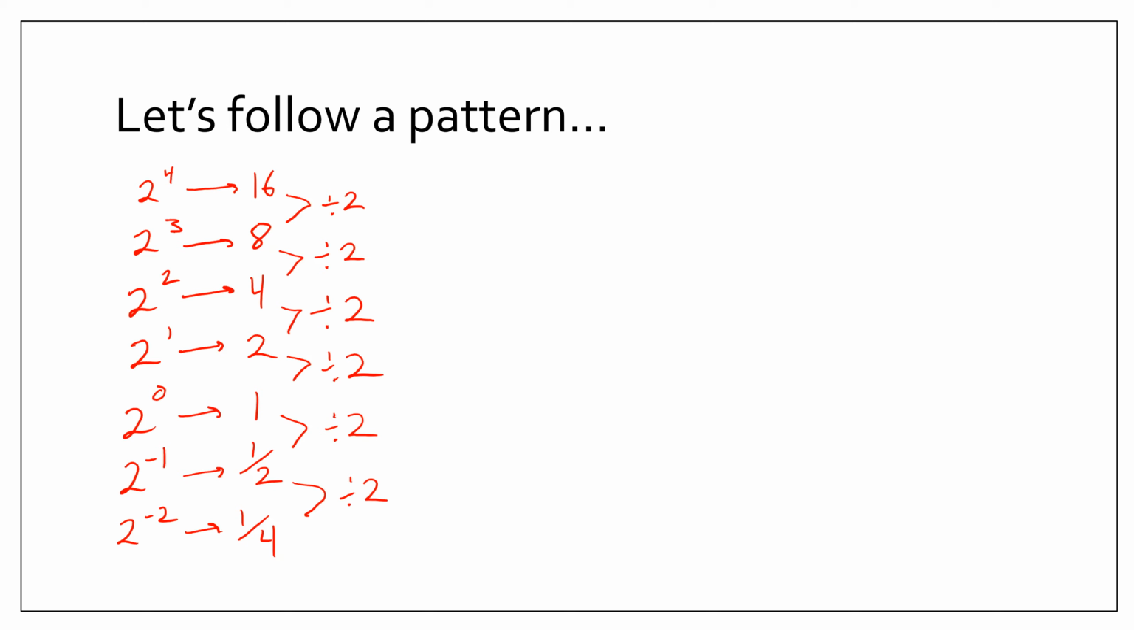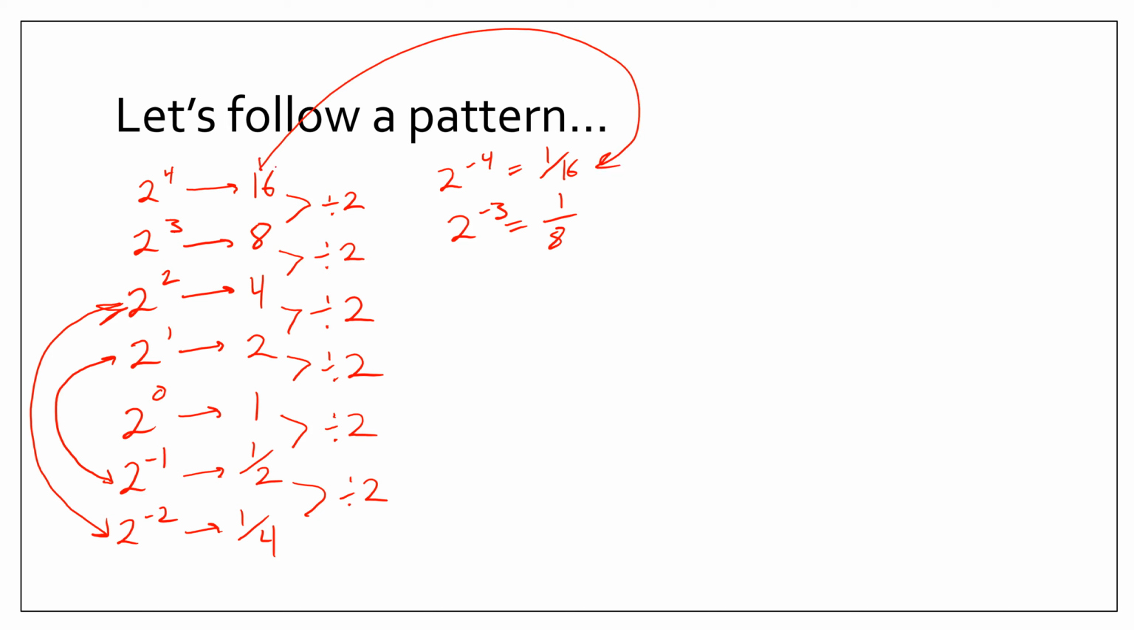What do we notice? This is interesting. How are 2 to the 1 and 2 to the negative 1 related? They are reciprocals. How are 2 to the 2 and 2 to the negative 2 related? They are reciprocals. What do you think 2 to the negative 3rd would be? Do you think it would be 1/8? It is. What do you think 2 to the negative 4 is? Do you think it's 1/16? It is. Why? Because that's the pattern. Negative exponents really mean take a reciprocal.